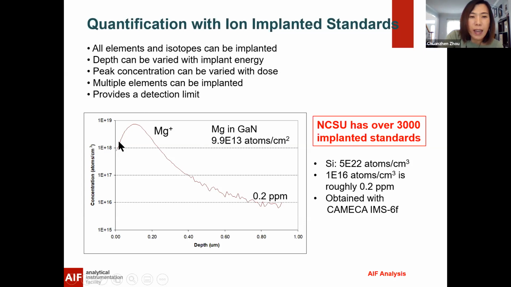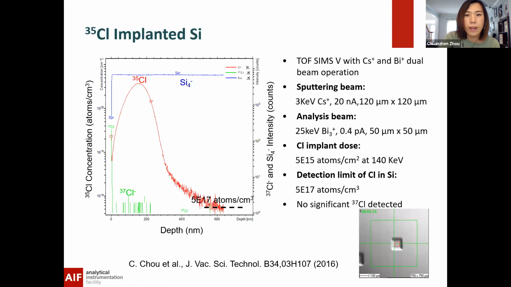This is simply a depth profile of magnesium in gallium nitride. As you can see, we can look at 0.2 ppm. That is a very low concentration. And this is obtained with the CAMECA IMS 6F. This is obtained using our own instrument.